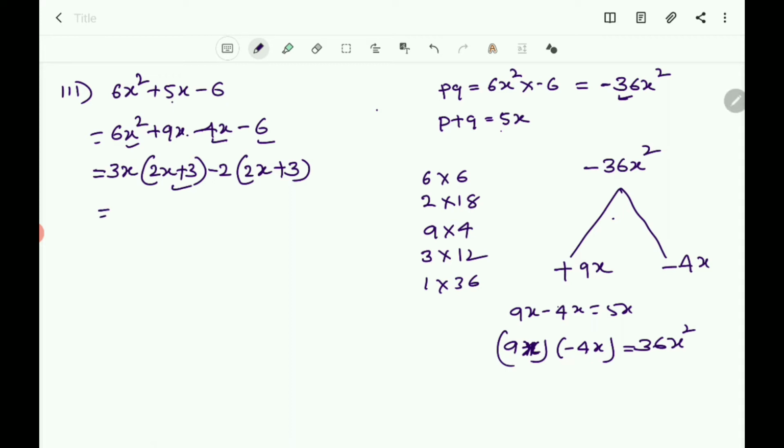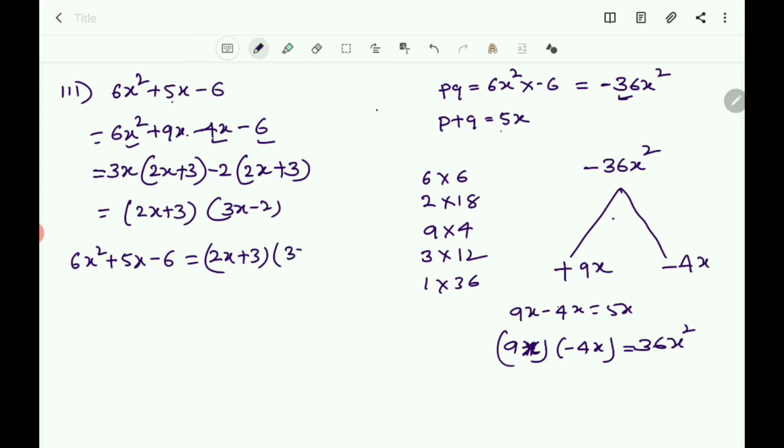Now you got 2x plus 3, 2x plus 3, so that is the common factor here. Write that in one bracket. 2x plus 3 is one factor here, and the other factor is 3x minus 2. So the factors are here 2x plus 3 and 3x minus 2, that is 6x square plus 5x minus 6 is equal to 2x plus 3 into 3x minus 2. In this way 6x square plus 5x minus 6 is factorized by splitting the middle term.